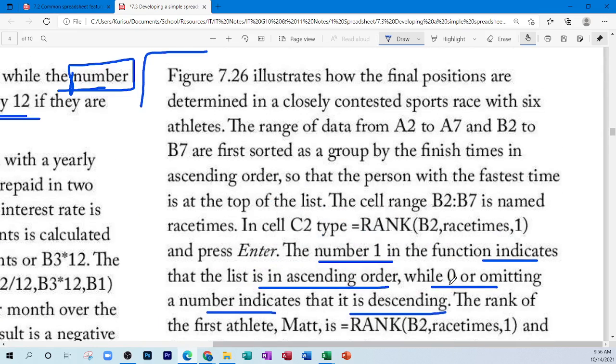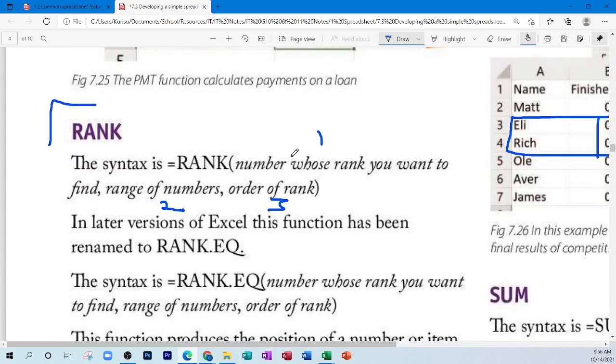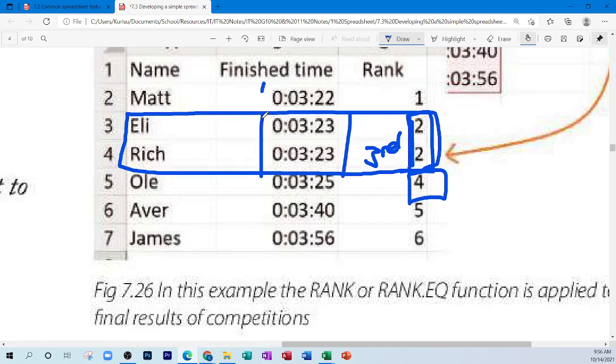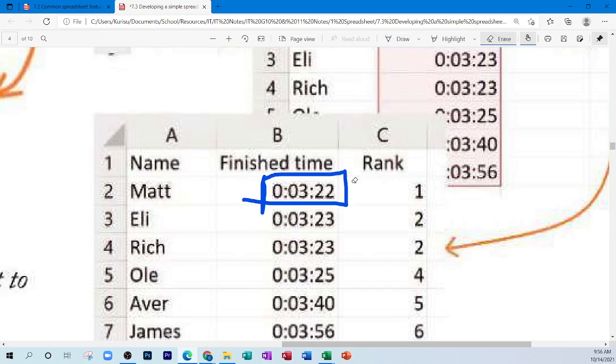Now, the syntax for rank. Let's look at the syntax for rank. The syntax for rank has 3 arguments. The first is the number whose rank you want to find. Basically, what this means is that, for example, in this case here, the finish time is the number that you want to rank. It's basically what do you want to rank. And it's only going to be looking at one value in a row. So for example, over here is going to be the function. This one here is going to have the function.